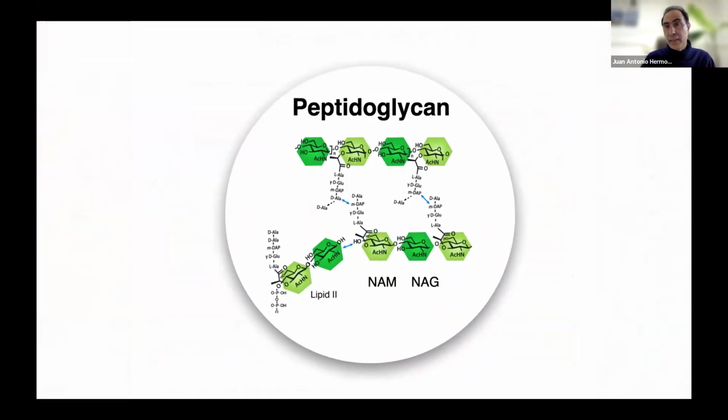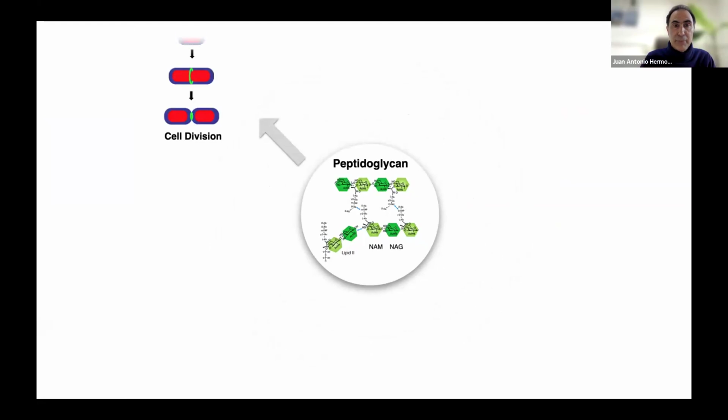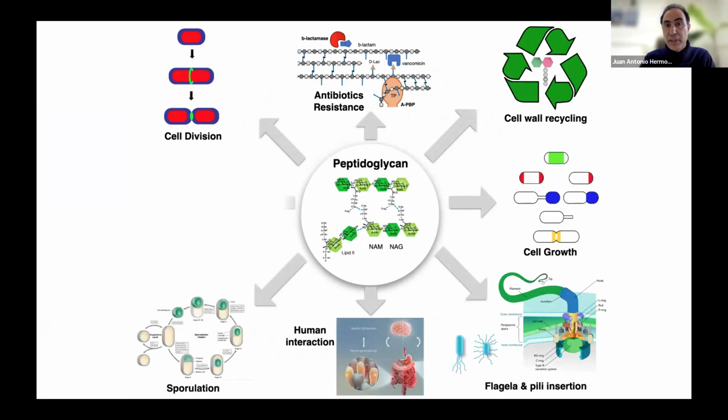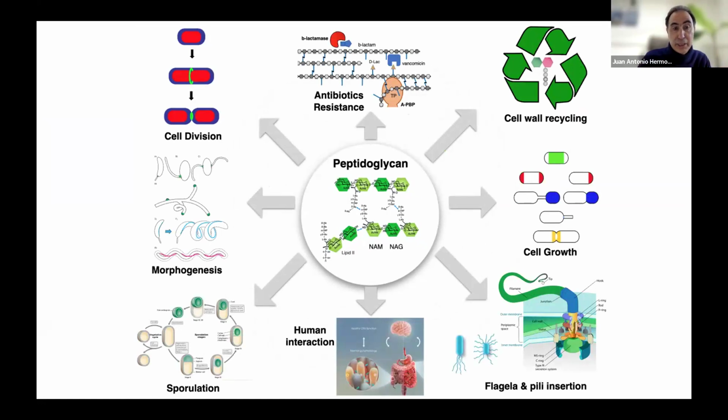Peptidoglycan is composed of a disaccharide, N-acetylmuramic acid and N-acetylglucosamine, as explained by David before. Attached to the NAM units, there are the peptide stems that are cross-linked during the glycosyltransferase and transpeptidation process in order to create the framework. So this peptidoglycan is involved in many critical events in bacterial life, such as cell division, antibiotic resistance, cell wall recycling, cell growth, flagella and pili insertion, human interaction, sporulation, and of course, morphogenesis. So as you can see, this peptidoglycan is at the core of many essential processes in bacteria.